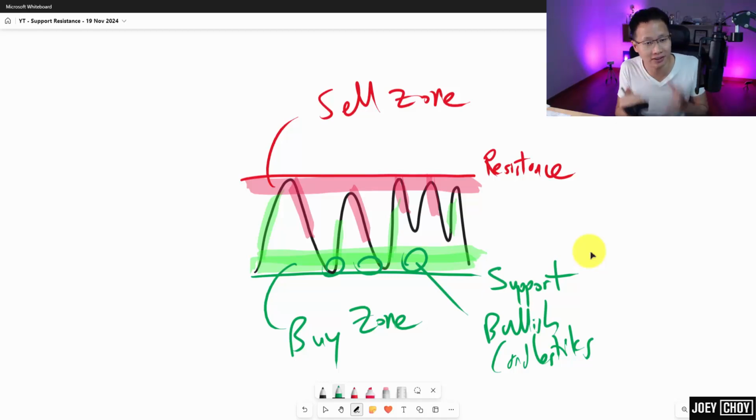There are hundreds of patterns, so we only focus on a few candlestick patterns that, if they do happen over there, give us more weight that the support is really holding, and a very high probability of a rebound actually being seen. So that's what we call a bullish candlestick.